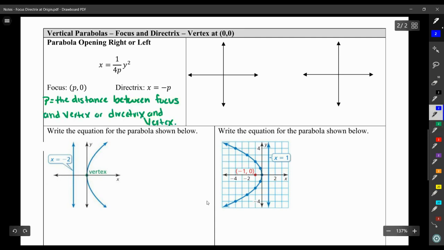So what is this going to look like graphically? Well, if we have a parabola that opens up to the right, I'm going to have the vertex at (0, 0) for now.